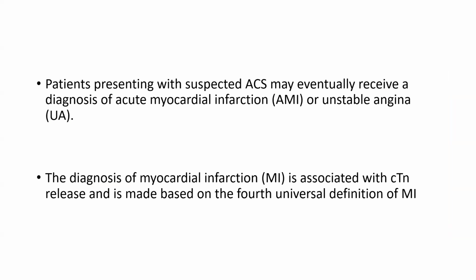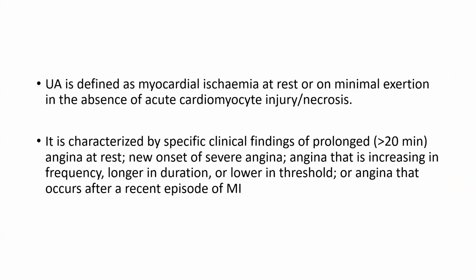Patients presenting with suspected ACS may eventually receive a diagnosis of acute myocardial infarction or unstable angina. The diagnosis of myocardial infarction is associated with cardiac troponin release and is based on the fourth universal definition of MI. Unstable angina is defined as myocardial ischemia at rest or minimal exertion in the absence of acute myocyte injury and necrosis. It is characterized by the specific clinical findings of prolonged angina at rest, new onset severe angina, and angina that is increasing in frequency, longer in duration, lower in threshold, or angina that occurs after a recent episode of MI.